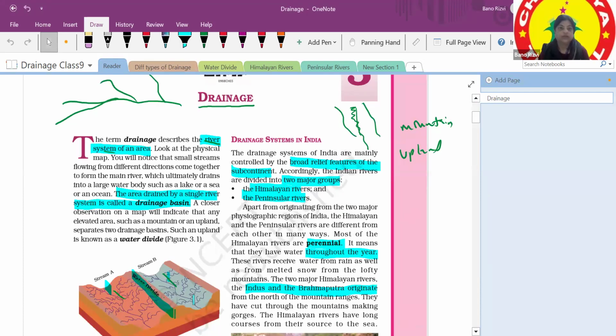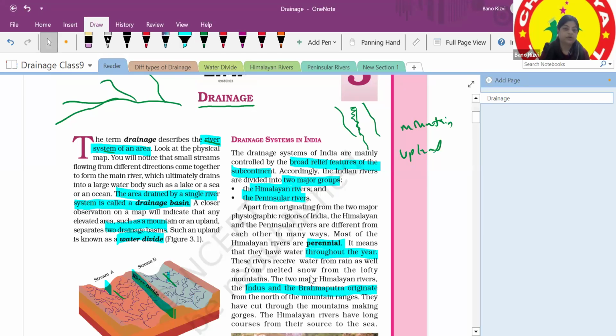So, what is the term drainage? It describes the river system of an area. And what is a basin? The area drained by a single river system is called a drainage basin. And what is a water divide? When a mountain or an upland separates two drainage basins, it is called a water divide.